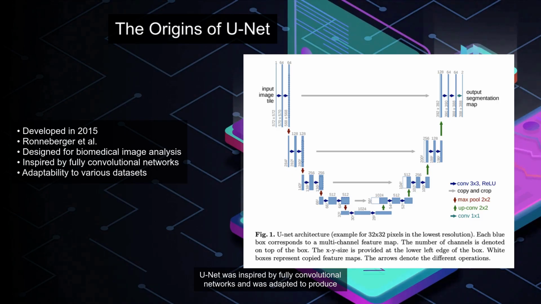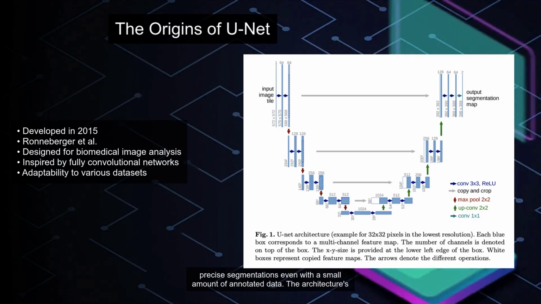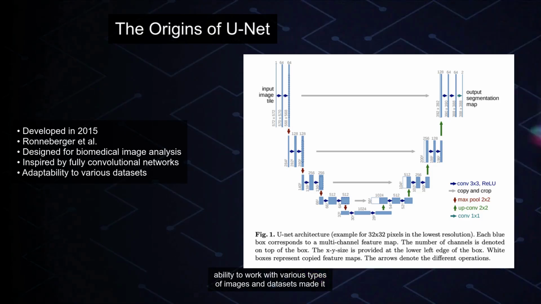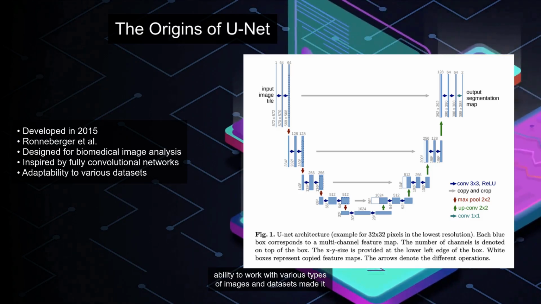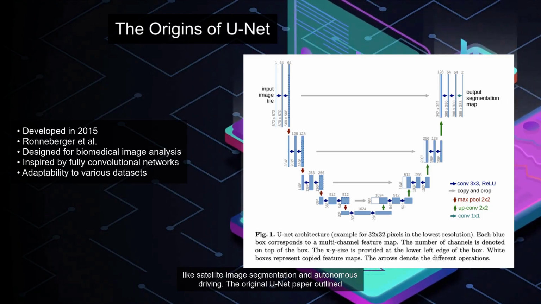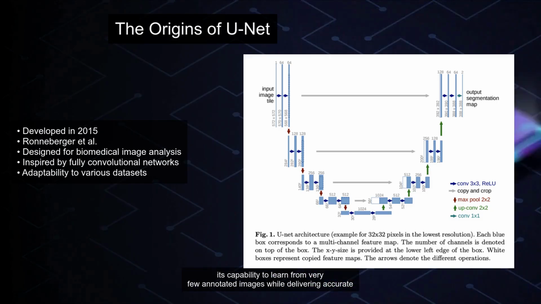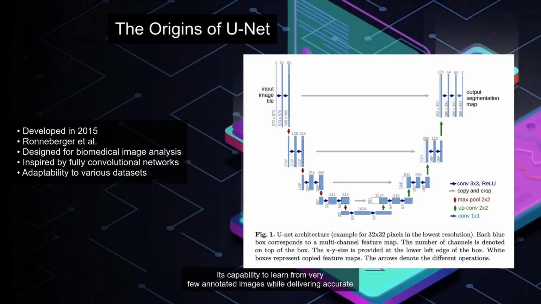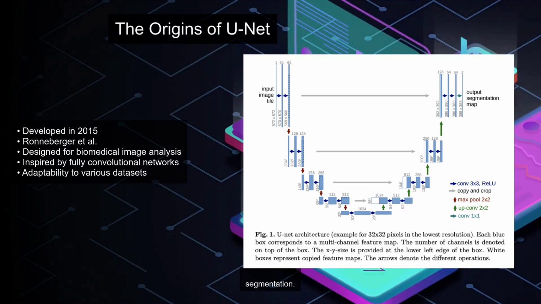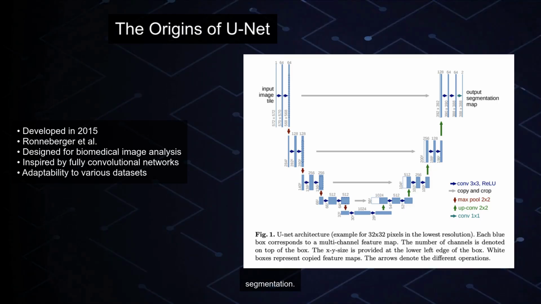UNet was inspired by fully convolutional networks and was adapted to produce precise segmentations even with a small amount of annotated data. The architecture's ability to work with various types of images and datasets made it a versatile model, quickly extending its application beyond medical imaging to areas like satellite image segmentation and autonomous driving. The original UNet paper outlined its capability to learn from very few annotated images while delivering accurate segmentation maps, establishing it as a cornerstone in the field of semantic segmentation.